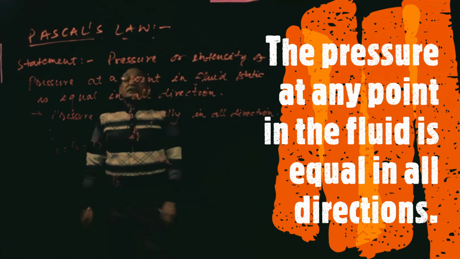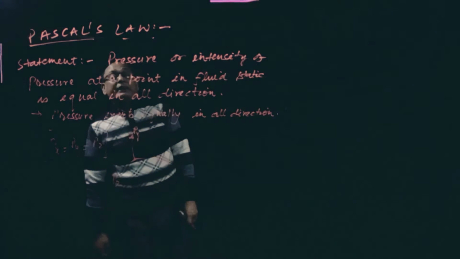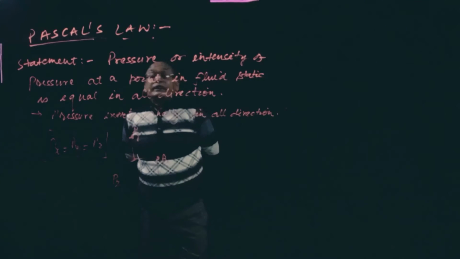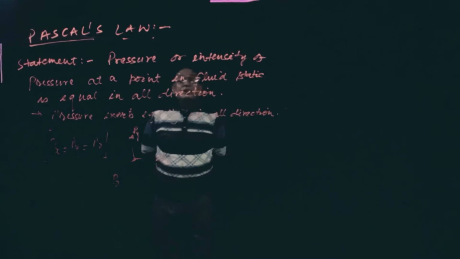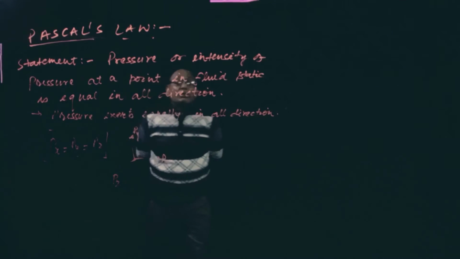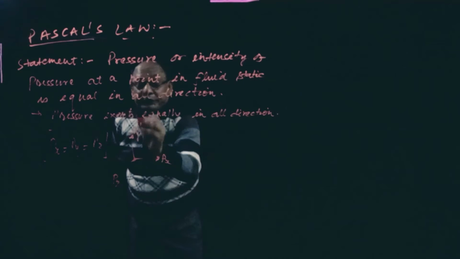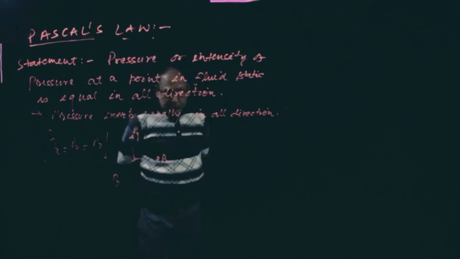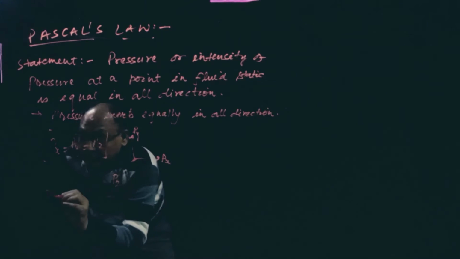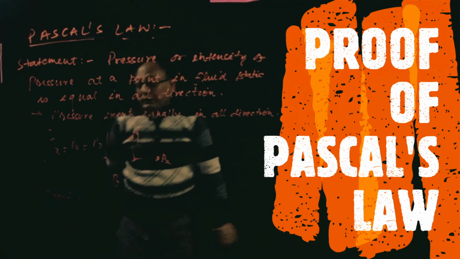So Pascal's law states that the pressure or intensity of pressure at a particular point, this point I am talking about, in fluid static is equal in all three directions, or the pressure exerts equally in all directions. That means at this point, this px, py, pz we have to prove equal. So let us consider how to prove. Now I am going for the heading for the proof.